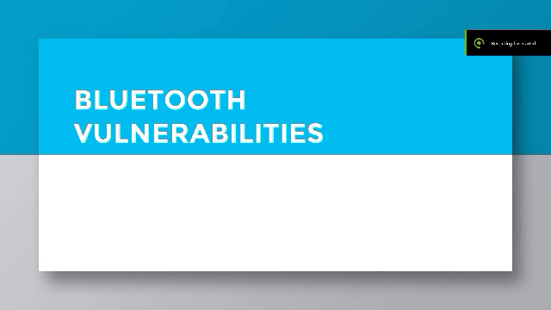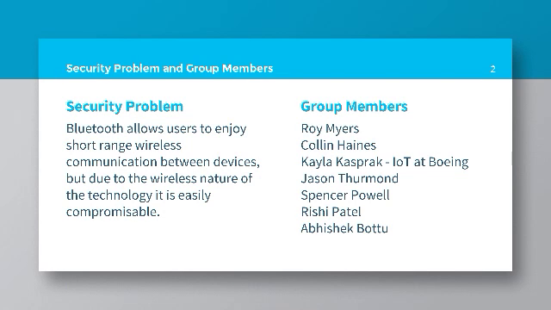Hello, this presentation will cover common Bluetooth vulnerabilities and attacks and solutions to said vulnerabilities. Bluetooth is a short-range wireless service that allows devices to be paired together in order to transfer data. Due to the relatively weak security features inherent in Bluetooth, a user can be compromised in any number of ways.